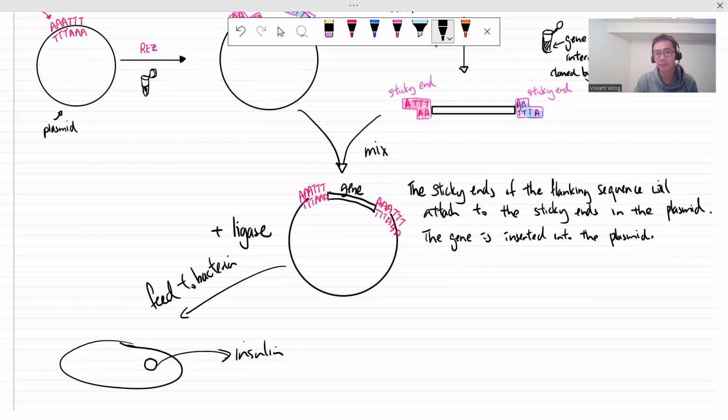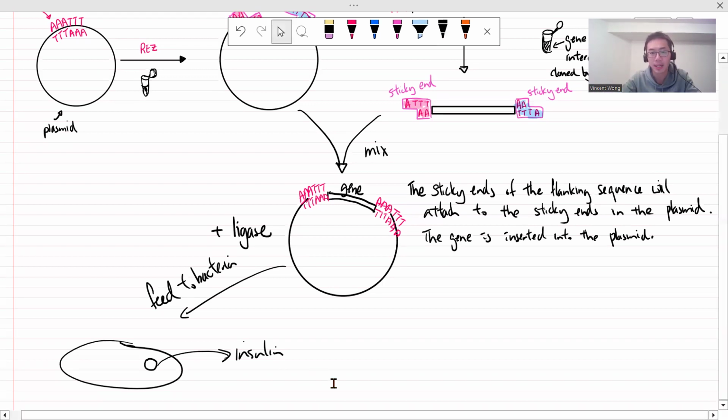Okay. But the challenge is, how do you know if the bacteria have accepted the plasmid? Because you cannot see this with the naked eye, right? Like in the solution, everything is like clear, right? Like how do you know if it had accepted the plasmid? So that's what we're gonna talk about next.